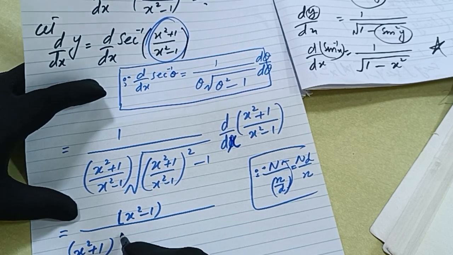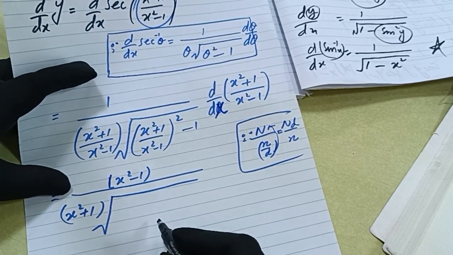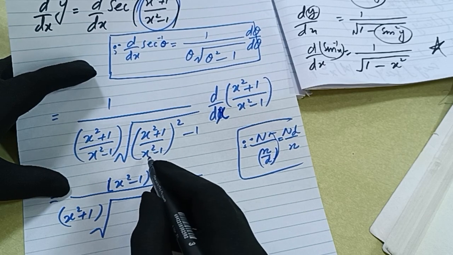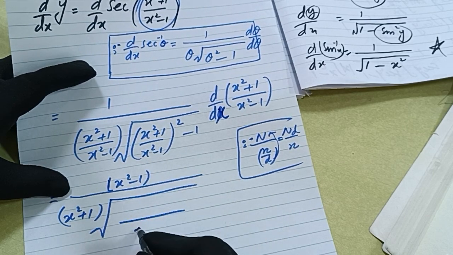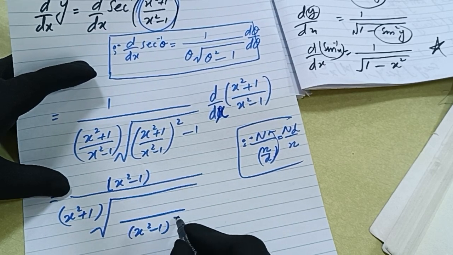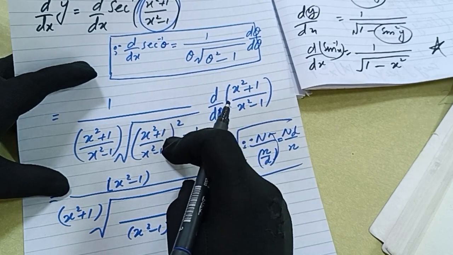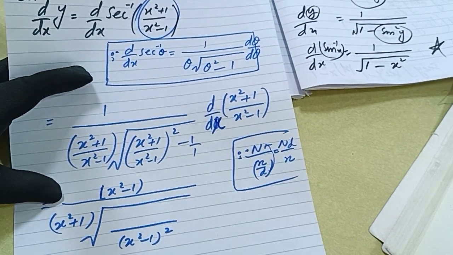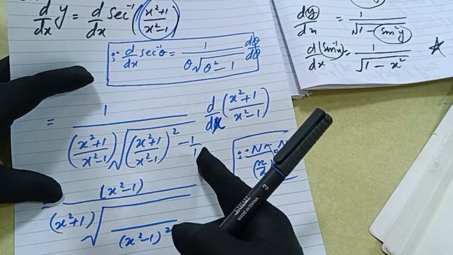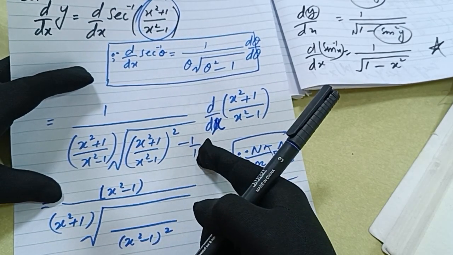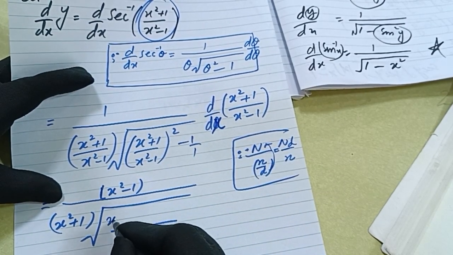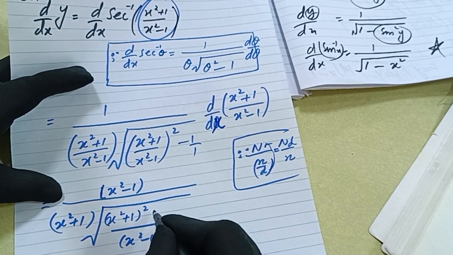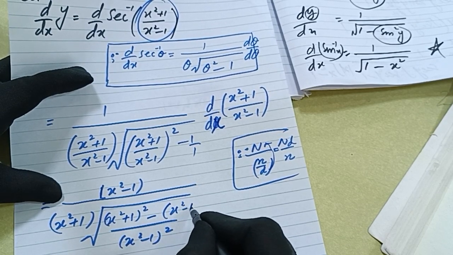And here take the LCM. The denominator is this one: x square minus 1 whole square. The square is for numerator and denominator. This was the denominator 1, so multiply this complete expression to the upper numerator. So here x square plus 1 whole square minus x square minus 1 whole square.